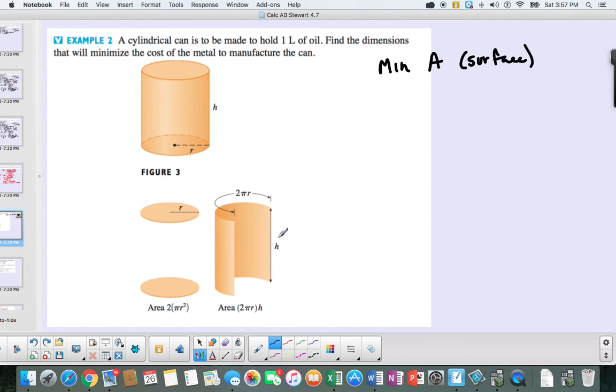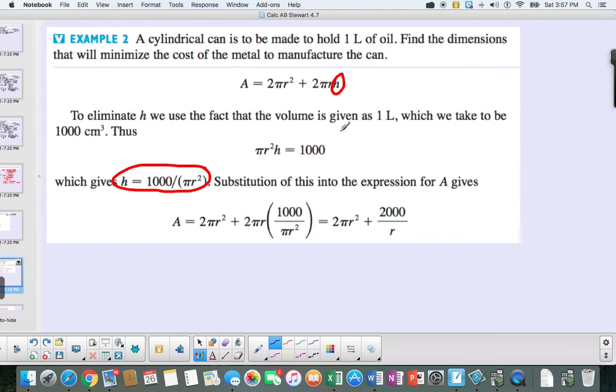Now the surface is comprised of two circles and the lateral area, and the lateral area is base, which is 2 pi r around the circle circumference, times the height h. Okay, so let's take a look at this. So the area is 2 pi r squared plus 2 pi r h.